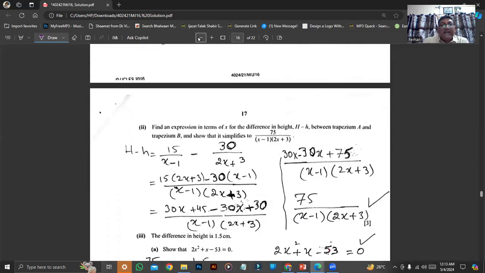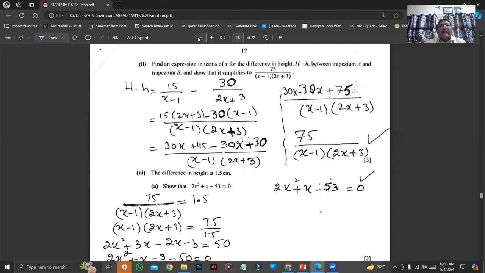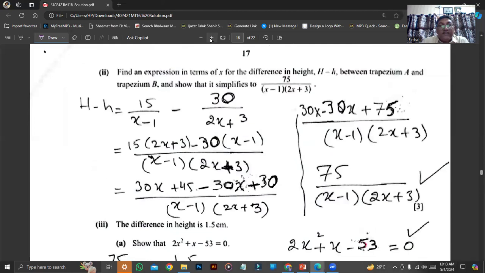Okay, then they say find an expression in terms of x for the difference in height, capital H minus small h, between trapezium A and trapezium B, and show that it simplifies to 75 divided by x minus 1 into 2x plus 3. So the capital H minus the small h, the capital H is 15 divided by x minus 1 minus small h, which is 30 divided by 2x plus 3.